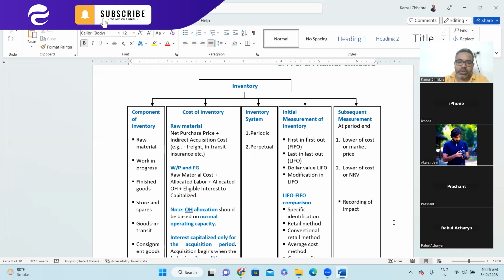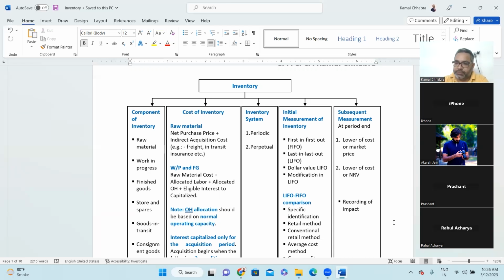Third is finished goods. Finished goods are the goods or inventory which are ready for sale. Maybe they are lying in your own warehouse, maybe in a third party warehouse, or sometimes it is possible that they are lying with your dealer or consignee.